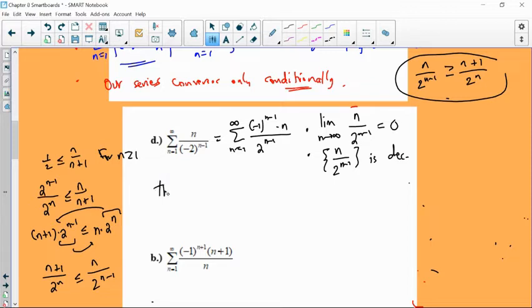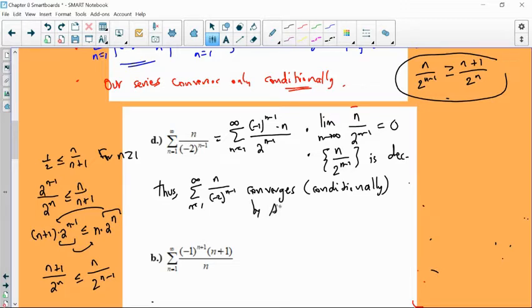So I could say thus, our series, the sum from n equals 1 to infinity of n over negative 2 to the n minus 1, converges. And what I'll do is I'll put in parentheses "conditionally." So right now it's only based on the condition that it alternates, right? Until we can show otherwise, it converges conditionally by the alternating series test.